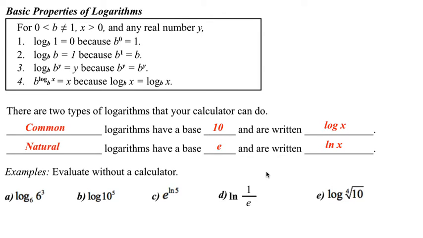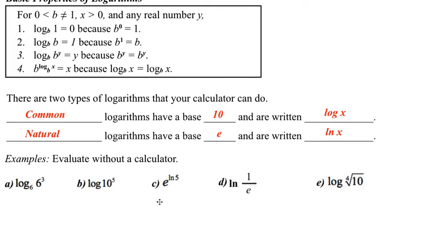So let's go ahead and use some of these properties to evaluate these expressions without using our calculator. Letter A, we have the log of 6 to the third power to the base 6. Well, since our bases match, we are just left with the exponent, which is 3, and that is property 3. Letter B, the log of 10 to the fifth power. Well, the common log has a base of 10, so again, our base drops out and we're just left with 5. Letter C, we're taking the base e and raising it to the natural log of 5. Well, the natural log also has a base of e, so those cancel and we're left with 5.